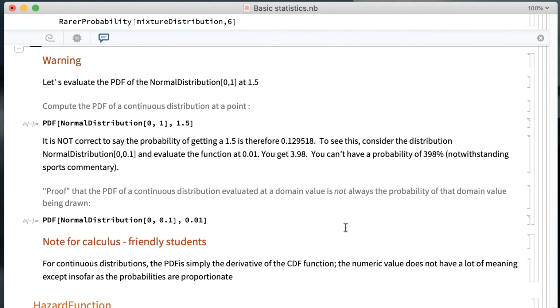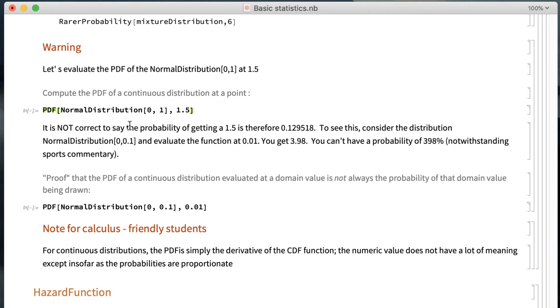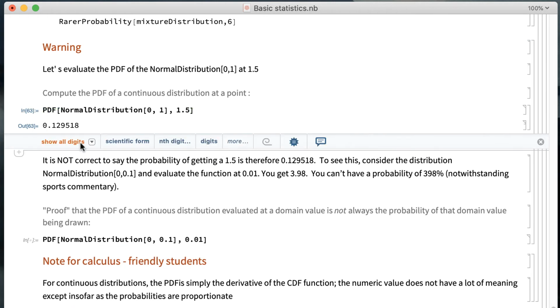So sometimes I am sloppy and sometimes other people are sloppy, and I say exchange PDF and probability. And while that's permissible for discrete distributions, it's not a good idea at all for continuous distributions. That is, let's evaluate the PDF of the normal distribution at 1.5. Okay, so we do that. We get some number, 0.129518. Can I say that the probability of getting a 1.5 is 0.129518? And the answer is no, you certainly cannot.